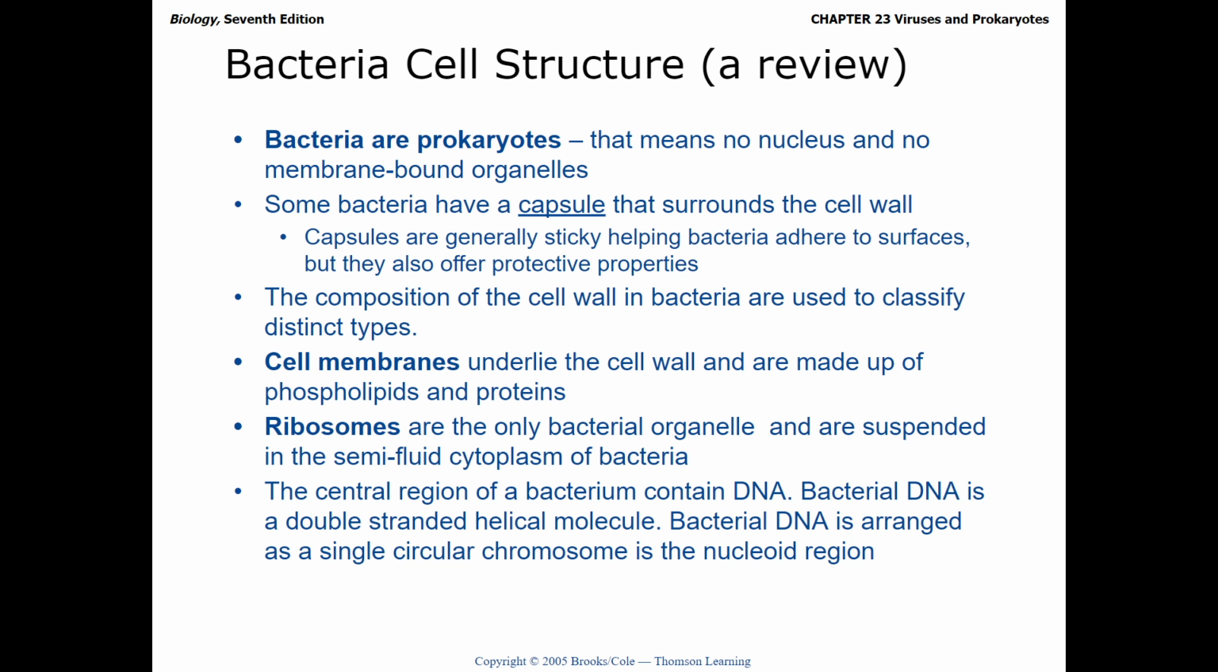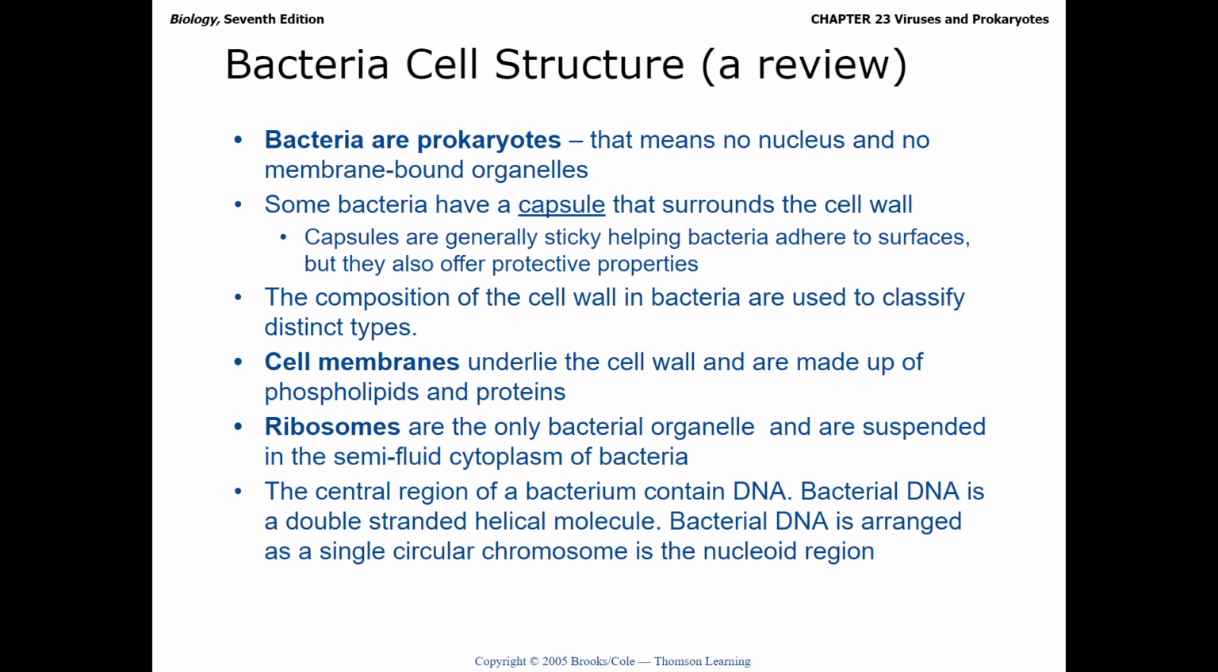So let's do a basic bacteria cell structure review. This is basically a review of prokaryotes. Because bacteria are prokaryotes, they have no nucleus and no membrane-bound organelles. They do have some ribosomes, and they do have a nucleoid region, but not a true nucleus. There are some capsules on certain bacteria. Capsules would be a covering over their cell wall that are generally sticky. They could help with adherence to surfaces, but also could be protective, in the sense that pathogenic bacteria could protect themselves against immune cells.